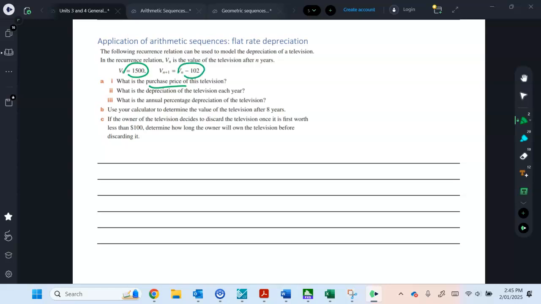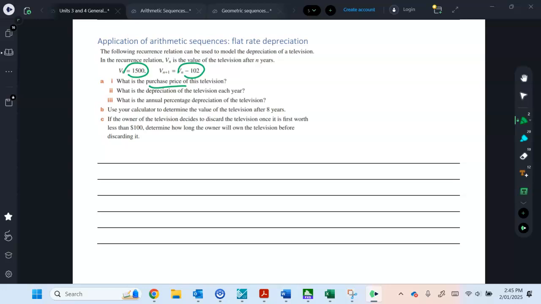So the minus sign tells us it's decreasing in value, and the 102 is how much it is. So we don't say that it's decreasing by negative $102. That negative is implying that it's decreasing. Just remember, if you lost 5 kilos, you don't say you lost negative 5 kilos. The lost is the negative part. All right, so the depreciation is $102 each year.